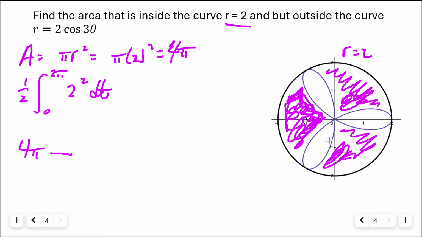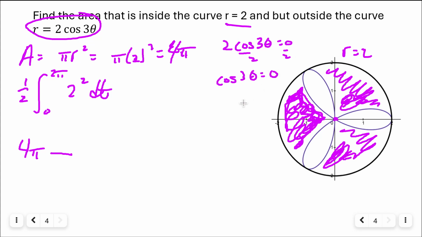So how am I going to find the area of the 3 petals? Well, to find the area of a petal, I need to know, first of all, where r is equal to 0 here. So I'm going to have to set this equal to 0. So we have 2 cosine 3 theta has to equal 0. Divide the 2 out. So cosine 3 theta has to equal 0.